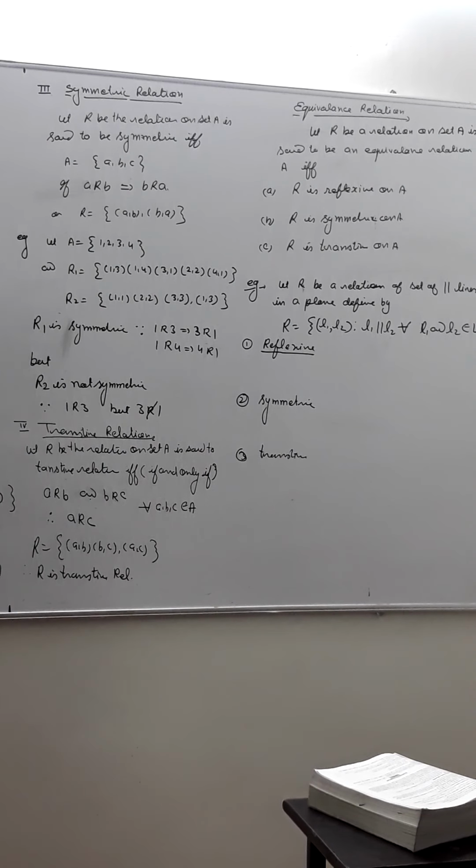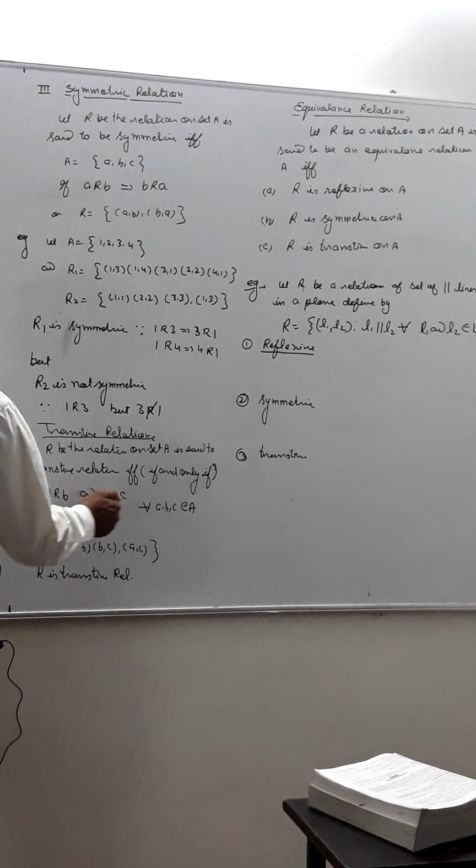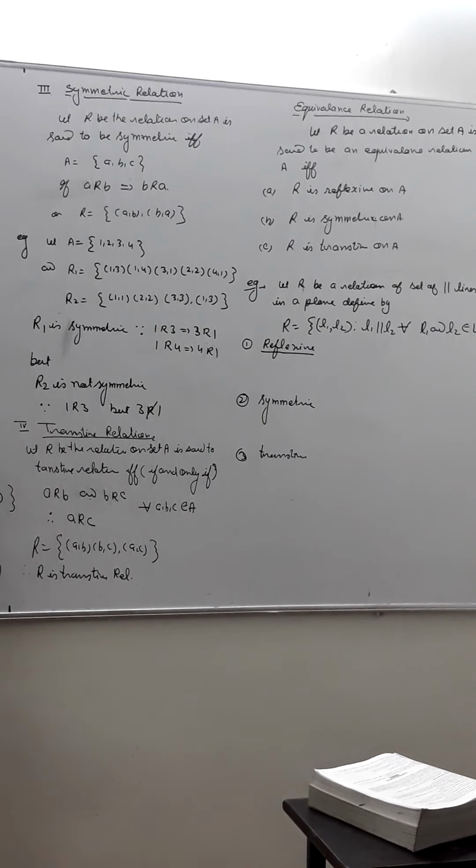Third part, transitive relation. Let R be a relation on the set A. It is said to be transitive if and only if, in that relation, if A is related to B and B is related to C, then it is necessary that the relation also contains A is related to C.